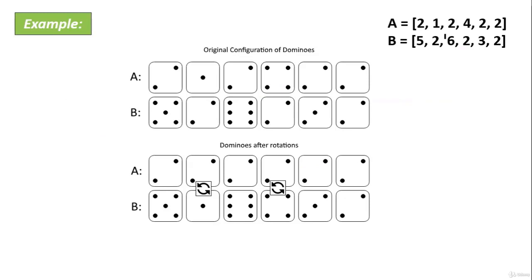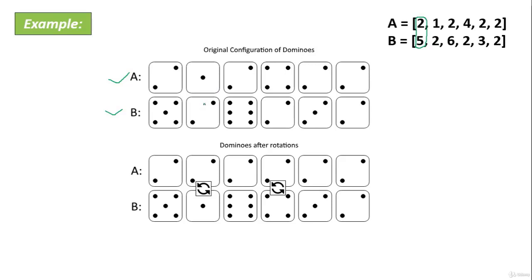For example, if we are given these two arrays A and B, the same indices represent a tile that contains two numbers, top and bottom, 2 and 5. Now our goal is to do the minimum number of rotations so that the values of A are the same or the values of B are the same. For these two given arrays A and B, they are represented like this.